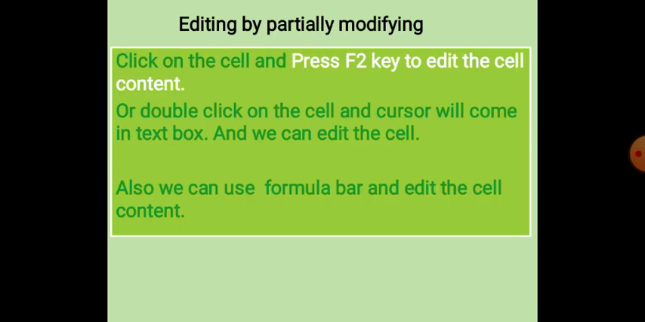Another way is partially modifying. In some cases, children, we don't want to replace the complete data in the cell. We only want to change some part of the content. In that case, we use the F2 function key. The F2 function key is used to edit the cell content, or we can double click on the cell with the mouse. In both cases, we will see a cursor appear in the cell as in a text box and we can edit the cell content. Also, if we click on the formula bar, the cursor also appears and there also we can edit our cell content.